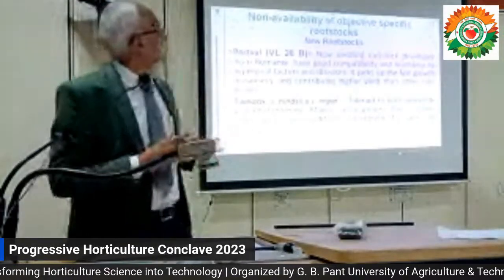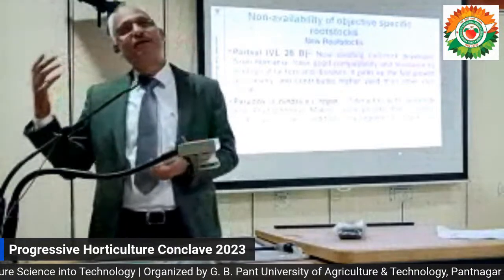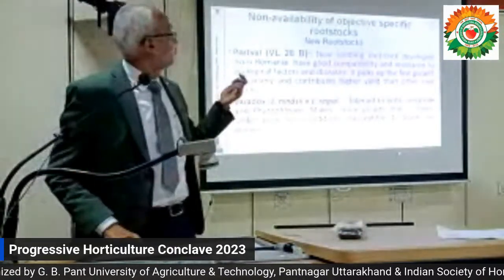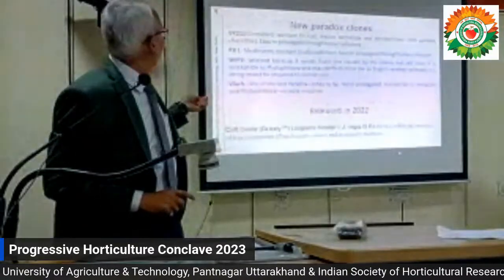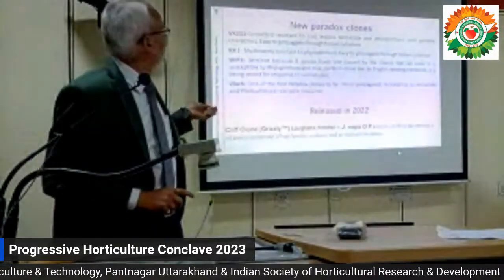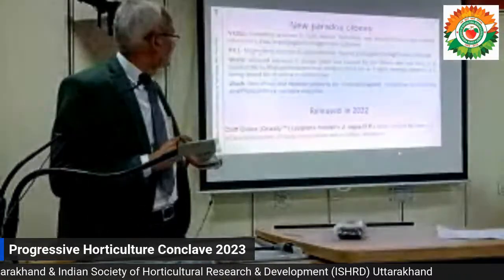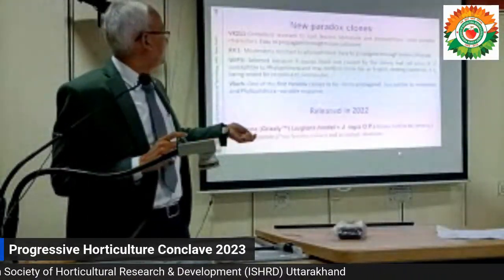These are some objective research rootstocks, because generally hardy crops are difficult to propagate by tissue culture. So some rootstocks of walnut have been developed, like BX211 and RX1. These are easy to propagate by tissue culture. That is the beauty of these two rootstocks. And this is a rootstock which has been developed in 2022.